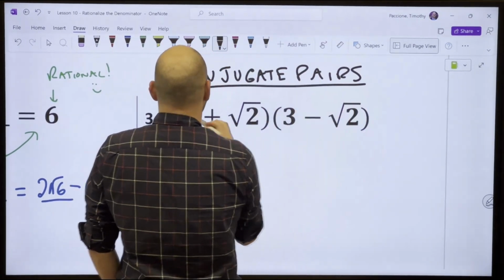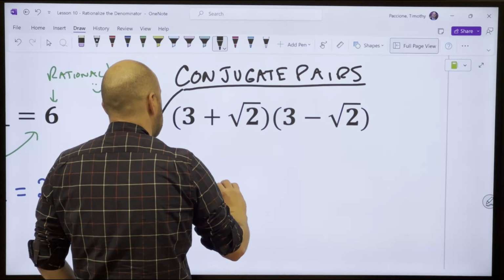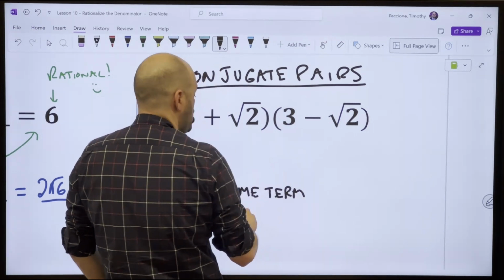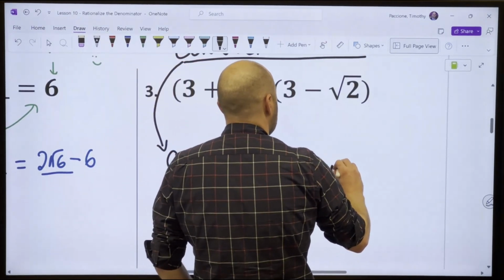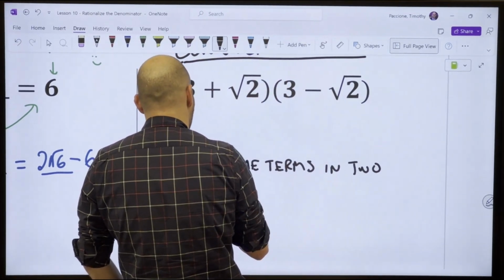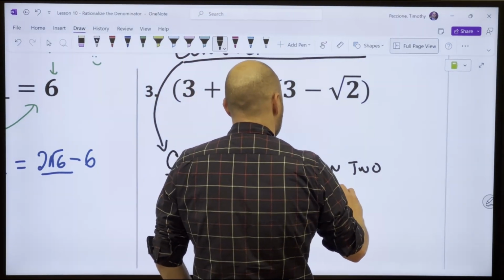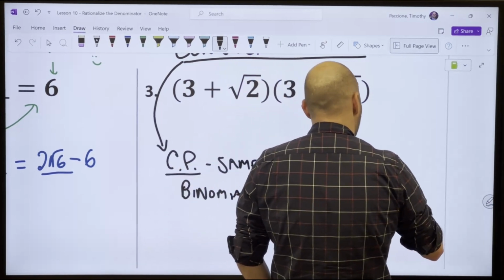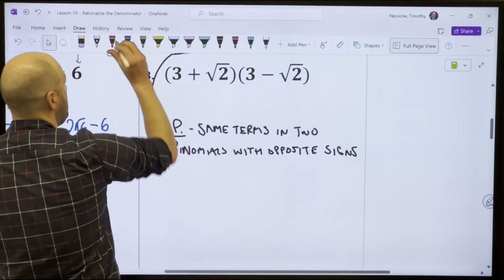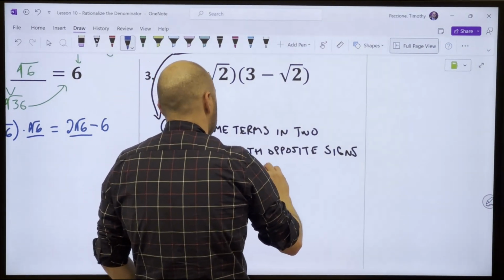So conjugate pairs. A conjugate pair, I'll go CP for short, is the same term in two binomials with opposite signs. And we've seen this before. I'm going to put off that example for a second. x minus 4 and x plus 4.